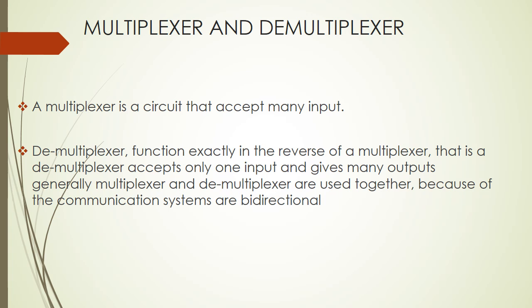The demultiplexer functions exactly in the reverse of a multiplexer. That means it is vice versa. Since a multiplexer accepts multiple inputs and gives out one output, the demultiplexer can only accept one input and give many outputs. Generally, multiplexer and demultiplexer are used together because communication systems are bidirectional.